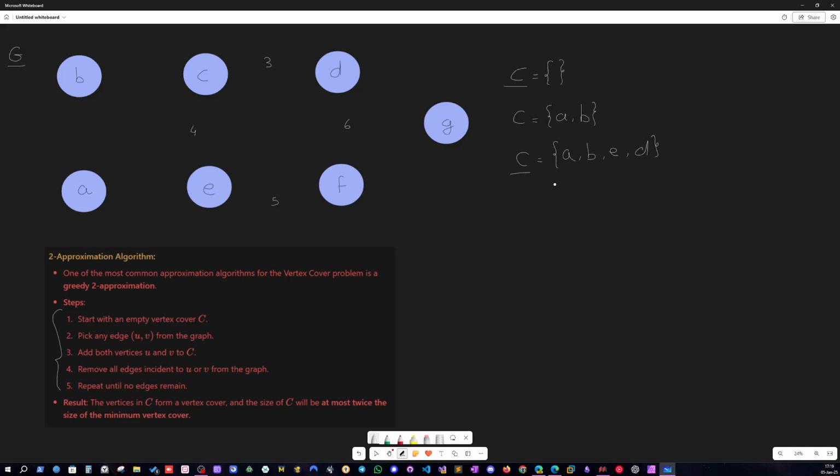This is the approximate vertex cover. It is not the optimal solution. The optimal solution, let's call it C star. This is the approximate solution, and this is the optimal solution. And we have that the vertices in C form a vertex cover, and the size of C will be at most twice the size of the minimum vertex cover.